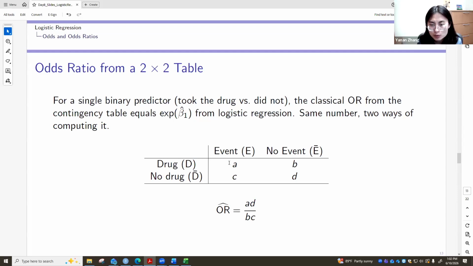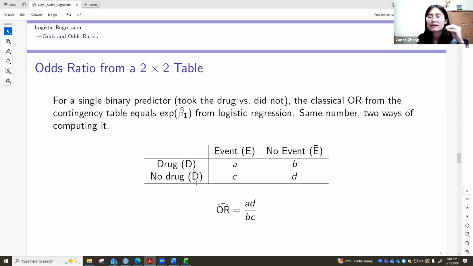And we also want to make sure the first row of the table denotes the exposure. When we talk about exposure, we mean the things we care about. And the other level, no drugs, is the reference group. So in other words, we will get the odds ratio comparing people who take the drug versus people who don't take the drug. So people who don't take the drug is the reference group, right?